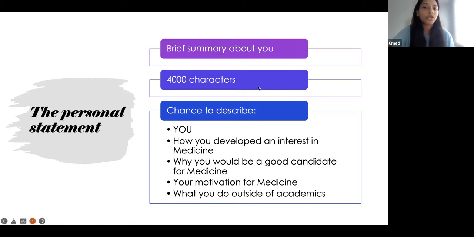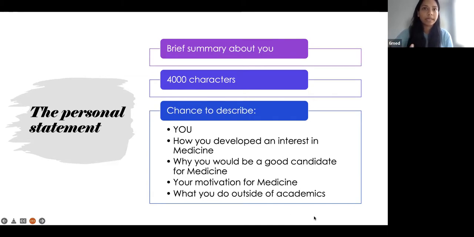So it's your one chance to describe who you are before they see you at interview or decide whether they want to give you an interview. And it's also a chance to describe how you developed an interest in medicine. So did you do any types of work experience or volunteering that made you interested in medicine? Or did you like the sciences, for example, and which aspect of the sciences did you like? And then you're also saying why you would be a good candidate for medicine and what motivated you to study this degree. And then a short paragraph of what you do outside of academics as well.